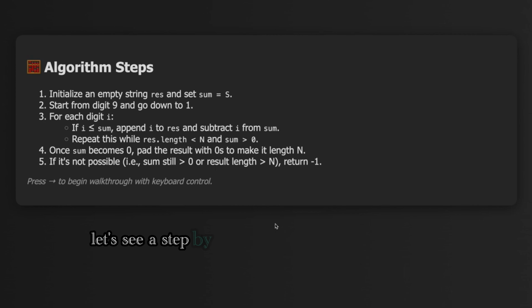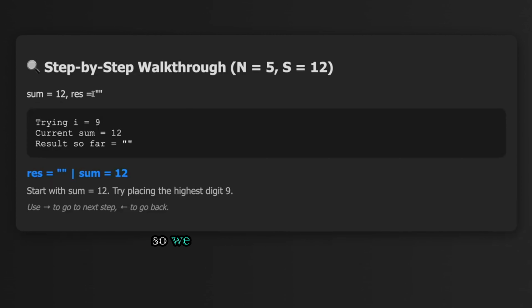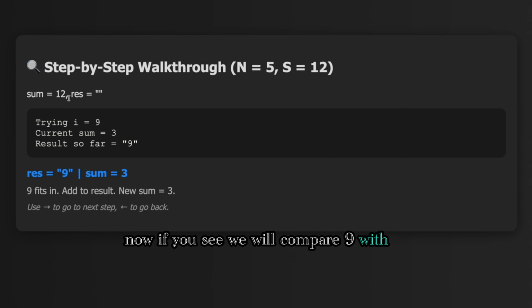Now let's see a step-by-step walkthrough using this logic. So we start with sum equal to 12 and an empty res string, which we will keep building. Now we will try to place the highest digit possible, which is 9. So now we are trying I equal to 9. Now if you see, we will compare 9 with 12, and of course 9 is less than 12.